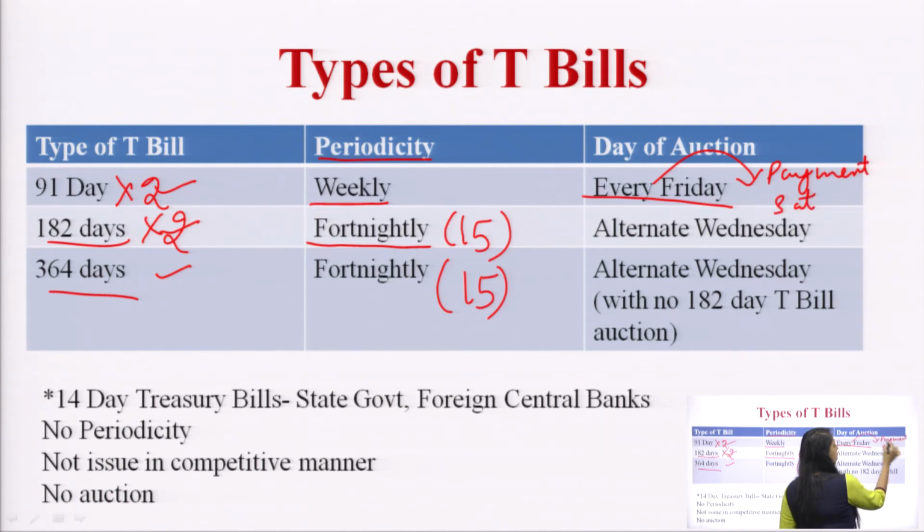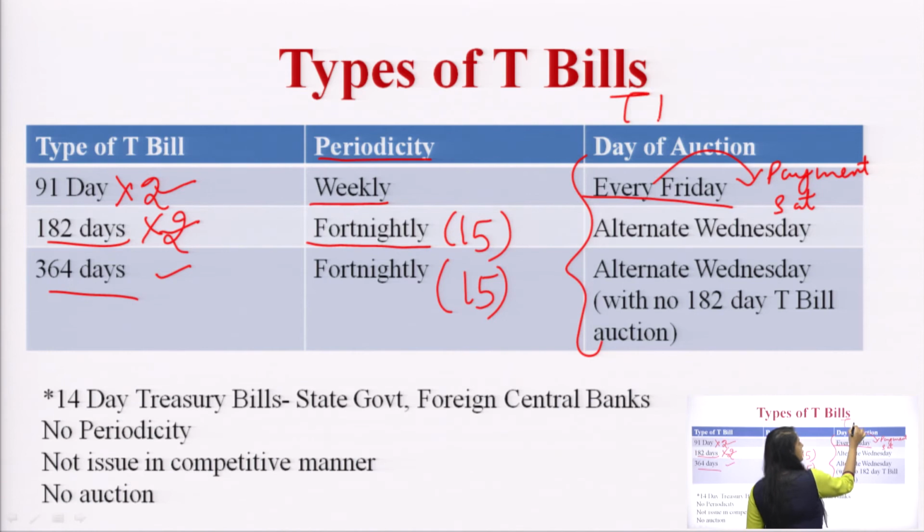Saturday. So all these 3 work on T plus 1, which is the settlement time. So if they are taking place on Friday, you have to make the payment by Saturday. If they are taking place on Wednesday, you have to make the payment on Thursday.